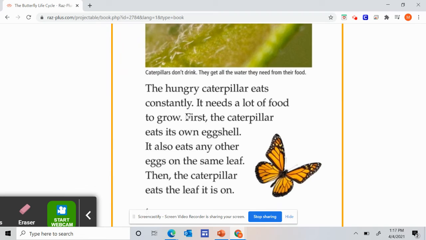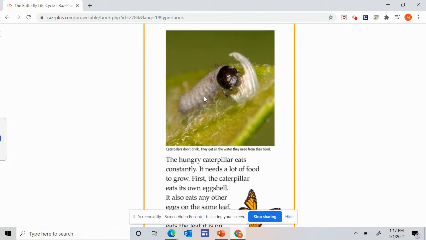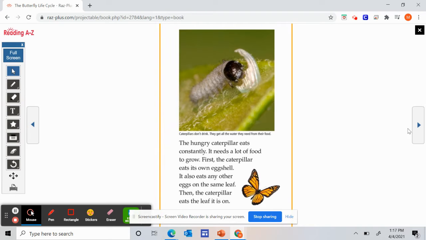The hungry caterpillar eats constantly. It needs a lot of food to grow. First, the caterpillar eats its own eggshell. It also eats another egg on the same leaf. Then the caterpillar eats the leaf it is on. Caterpillars don't drink. They get all the water they need from their food. So the caterpillar's job, once it hatches, is to eat and eat.